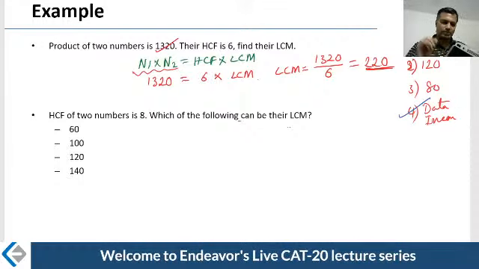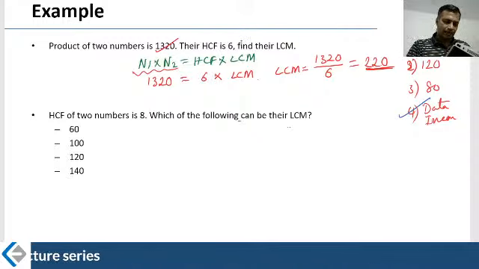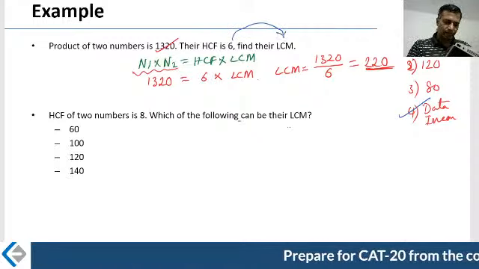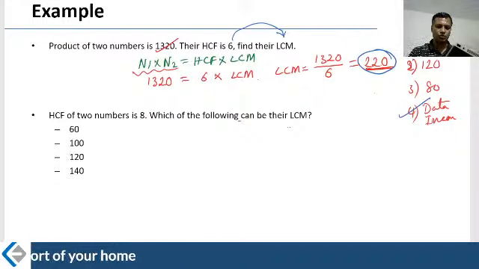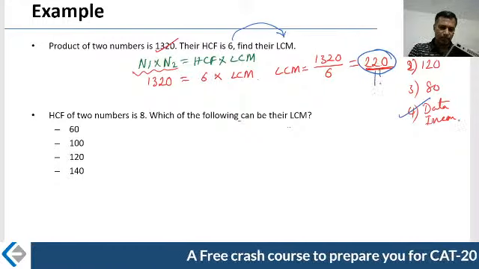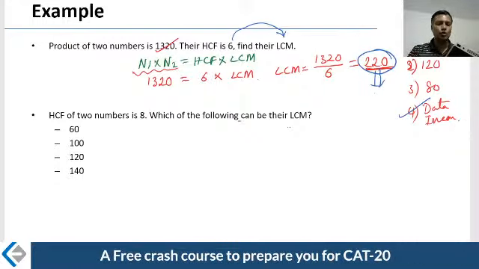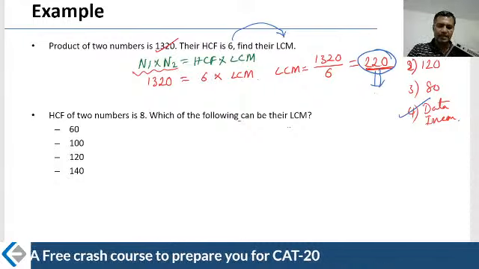Why data inconsistent? We said that the LCM has to be a multiple of HCF, or the HCF should be a factor of LCM. Now look at this. What did you get as LCM here? 220. Is 220 a multiple of 6? No. Or is 6 a factor of 220? No. Therefore the data is inconsistent here.